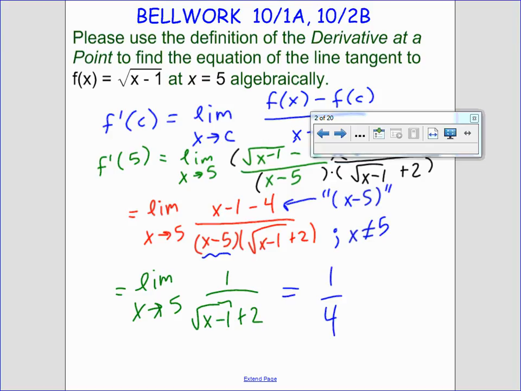1/4? Yes! Good job. So we've got an algebraic calculation of the value of the derivative. What does this 1/4 represent in the context of the problem? What's that 1/4 mean and have to do with the function? Allie? Absolutely. So this is the slope. This is the slope of the tangent line.